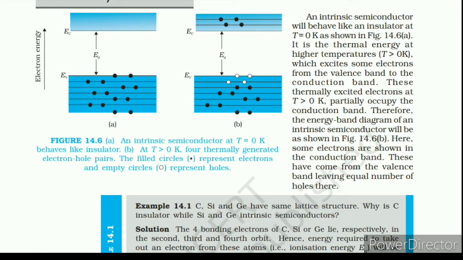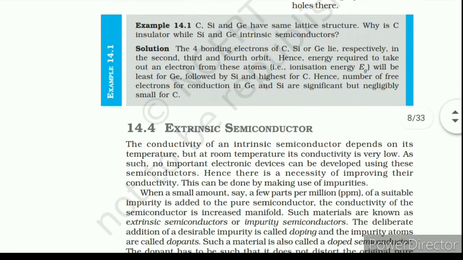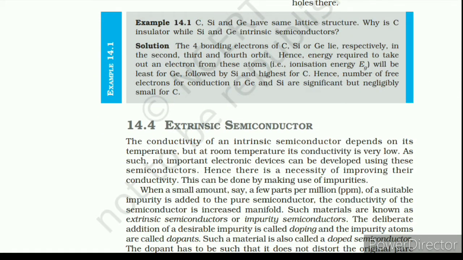14.4 Extrinsic semiconductor. The conductivity of an intrinsic semiconductor depends upon temperature, but at room temperature, its conductivity is very low. As such, no important electronic devices can be developed using these semiconductors. Hence, there is a necessity of improving their conductivity. This can be done by making use of impurities. When a small amount, say a few parts per million, of a suitable impurity is added to the pure semiconductor, the conductivity of the semiconductor is increased manifold. Such materials are known as extrinsic semiconductors or impurity semiconductors.